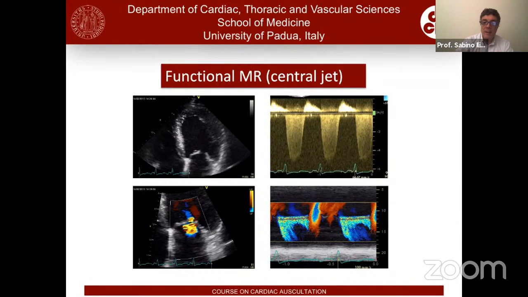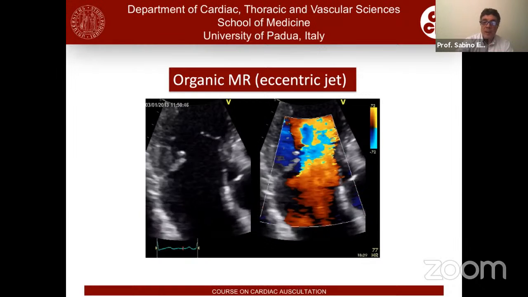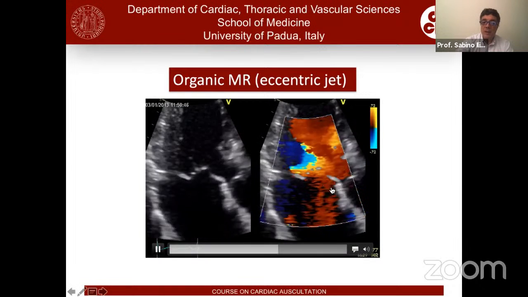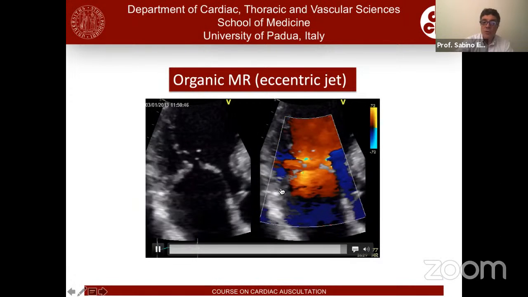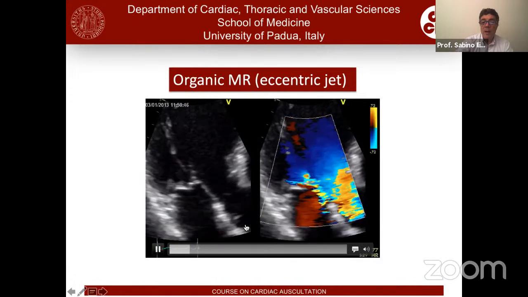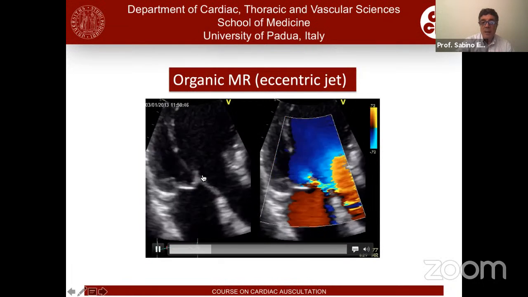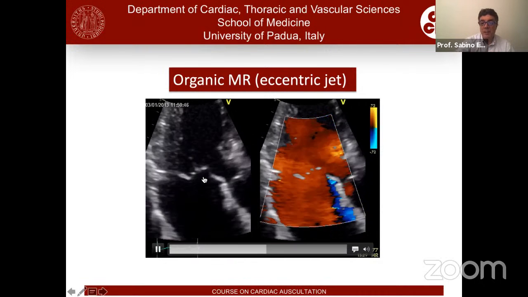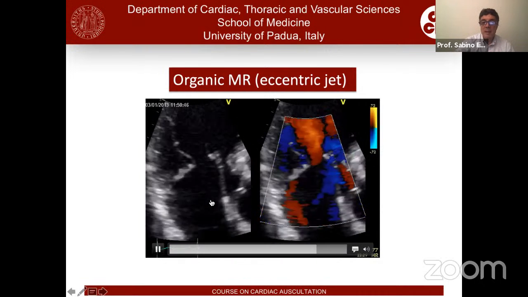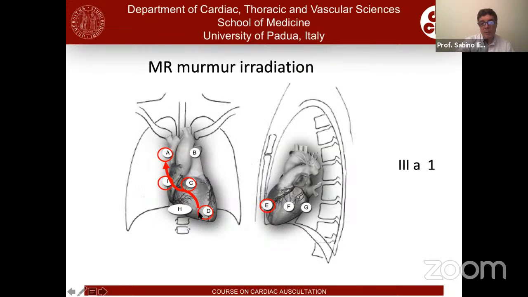While in this case, the murmur, as you can see, is eccentric. In this case, it goes through the posterior part of the aortic root. This is a mitral valve prolapse with eccentric jet. And what happens in terms of auscultation is that the murmur that is better heard on D is irradiated through C and A. In other words, it goes through the posterior wall of the aorta.